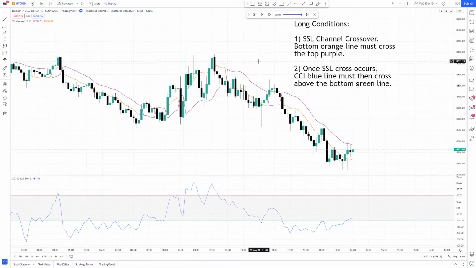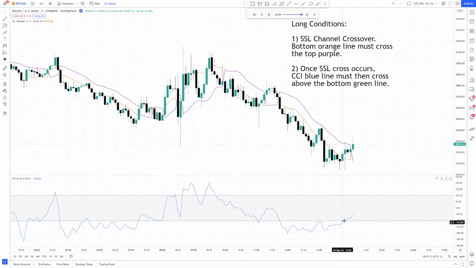Let's move into the long conditions. The first is that we are looking for an SSL channel crossover. The bottom orange line must cross above the top purple line. And once this occurs, the CCI blue line must then cross above the bottom green line, or at least within a very short frame of time prior.